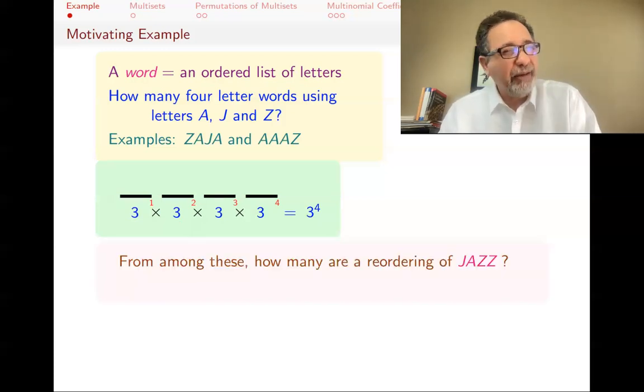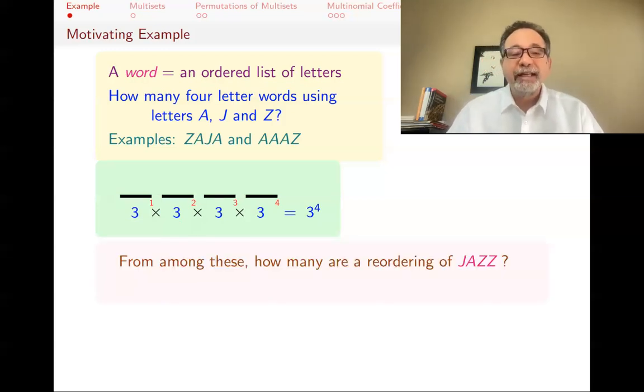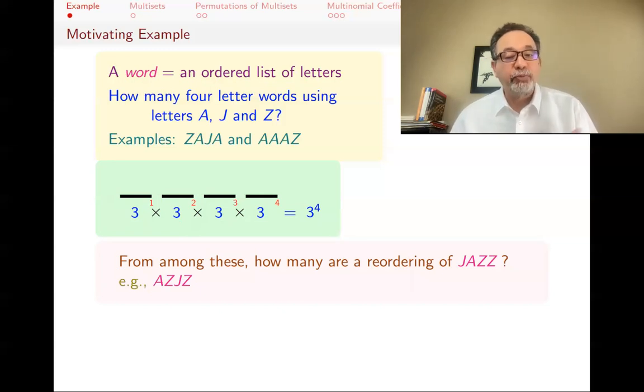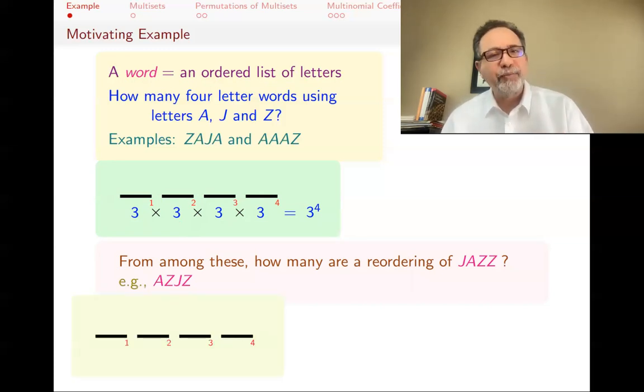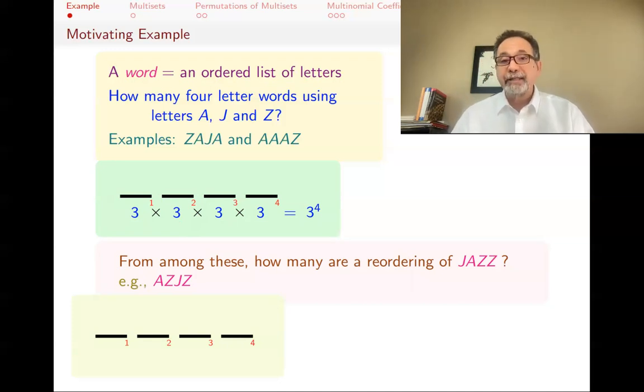Another problem, somewhat similar to this, but maybe not, is: from among these 81 words, how many of them are just a reordering of the word JAZZ, meaning that there's a J, an A, and 2 Z's, an anagram. So something like AZJZ would be an example of that. Can we do it the same way as we did before? We do have 4 spots. For that first spot, I do have 3 choices.